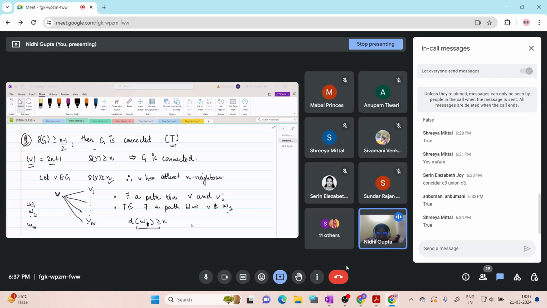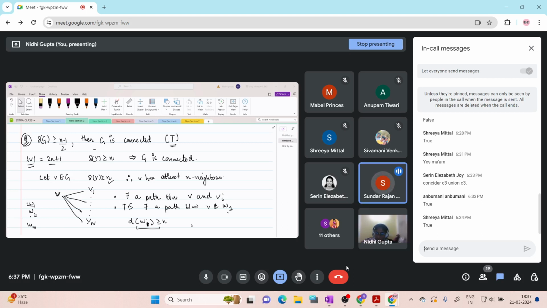So from V to V1 we have found a path. From V to Vi there is a path, which is the edge. But what about V to W1? Can we find a path between V and W1? Can we guarantee a path?